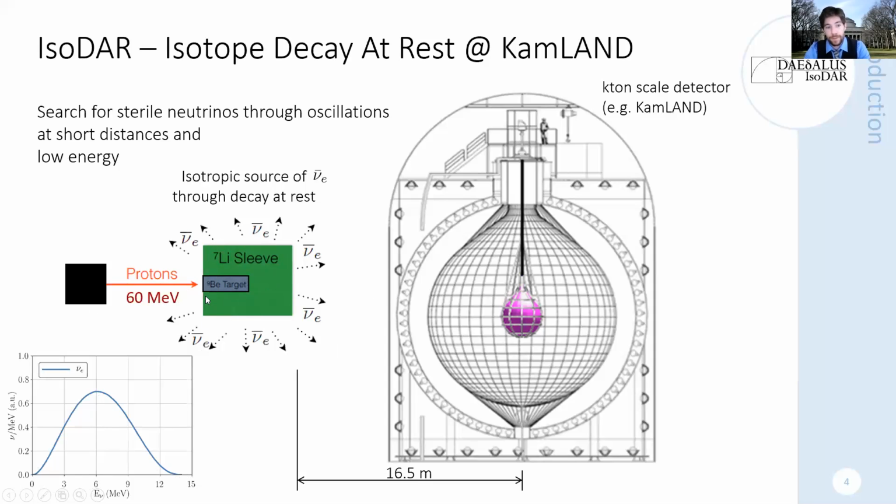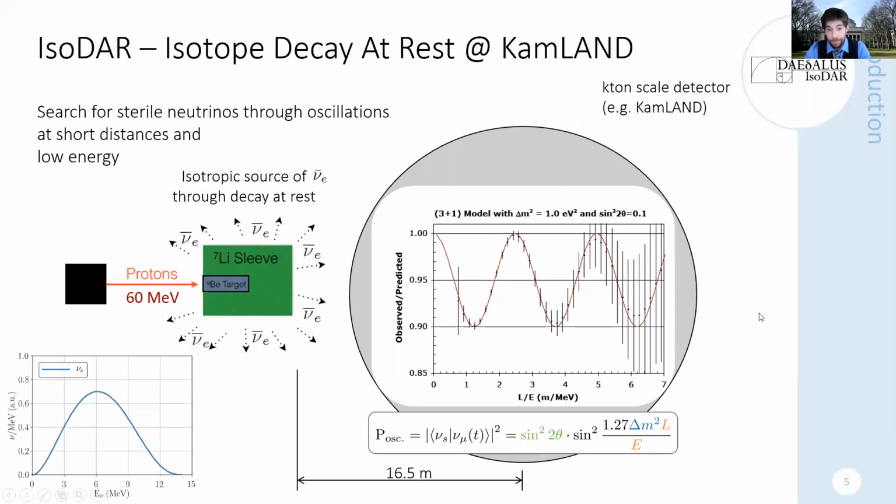The lithium-7 becomes lithium-8. The lithium-8 almost immediately beta decays and produces a very pure electron antineutrino beam. I mean, beam is maybe not the right word here because this is an isotropic source, but all the electron antineutrinos that make it into the detector can then be registered through inverse beta decay. And we can plot then the observed versus predicted as a function of the distance traveled over energy, similar to the plot that I showed before from KamLAND.